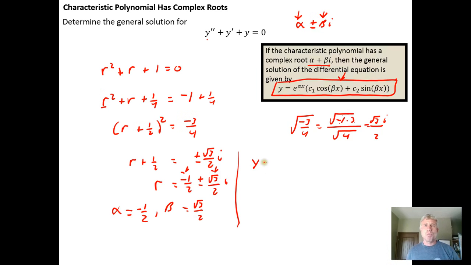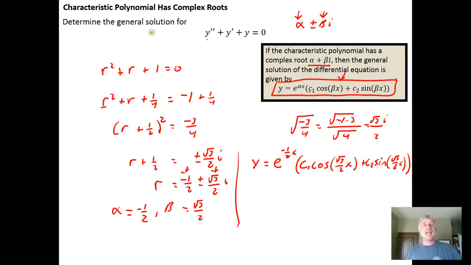So we wind up getting y equals e to the alpha x, so e to the -1/2 times x, times c sub 1, one of our constants of integration, times the cosine of beta, but beta is root 3/2 from right here, times x, plus a second constant of integration times the sine of the square root of 3/2 times x. And that's our general solution.